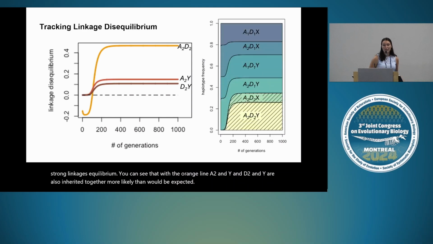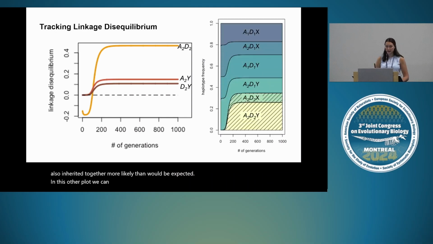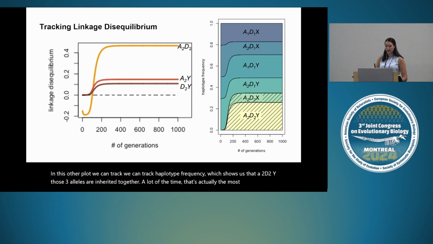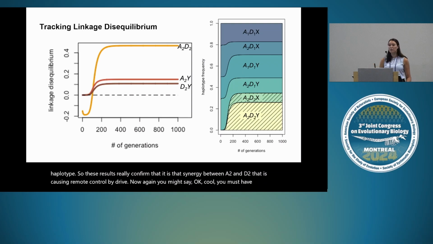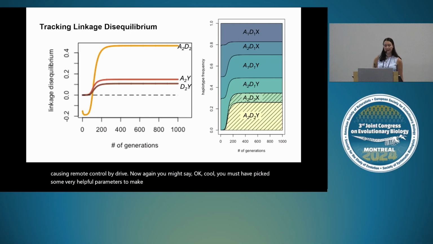In this other plot, we can track haplotype frequency, which shows us that A2, D2, Y, those three alleles, are inherited together a lot of the time. That's actually the most frequent haplotype. So these results really confirm that it is that synergy between A2 and D2 that is causing remote control Y drive. Now again, you might say, okay, cool, you must have picked some very helpful parameters to make sure that this would work. You would be right, but we went ahead and explored the rest of parameter space to see how realistic the system would actually be.